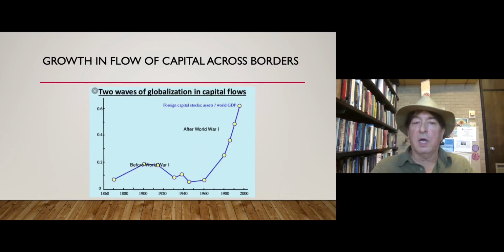So you see here two waves of globalization and capital flows. The freedom of capital to flow across borders increased in the late 19th, early 20th century. Then it declines from World War I through about 1960. And then you see it starts to increase. And in recent years, the increase has become quite steep.